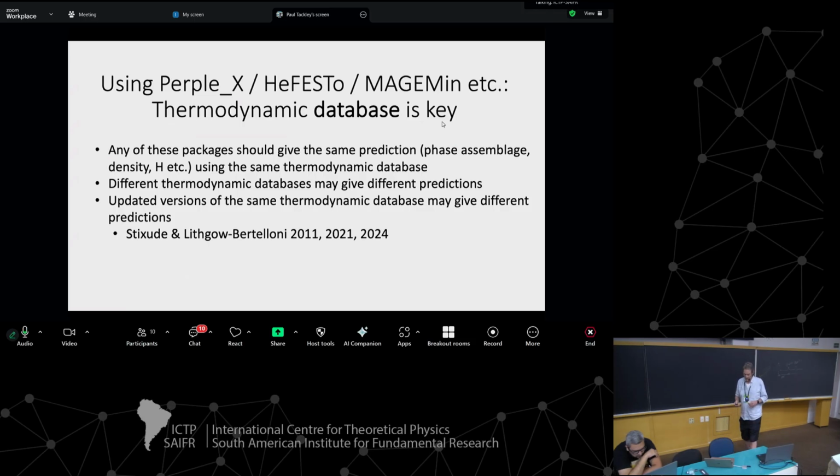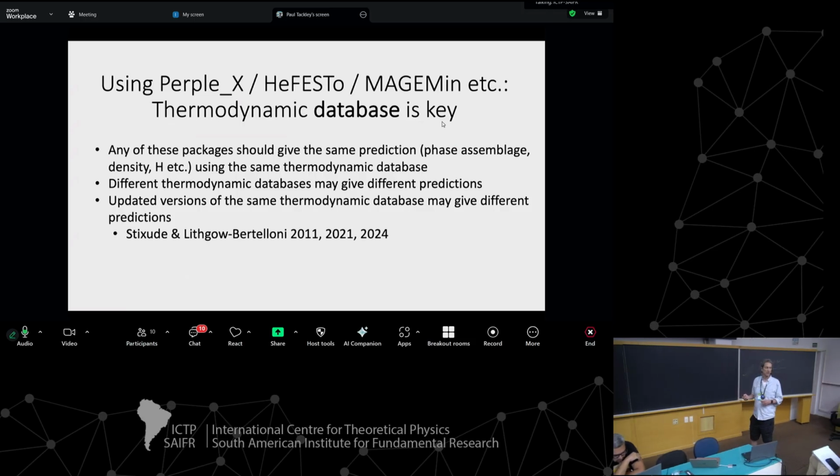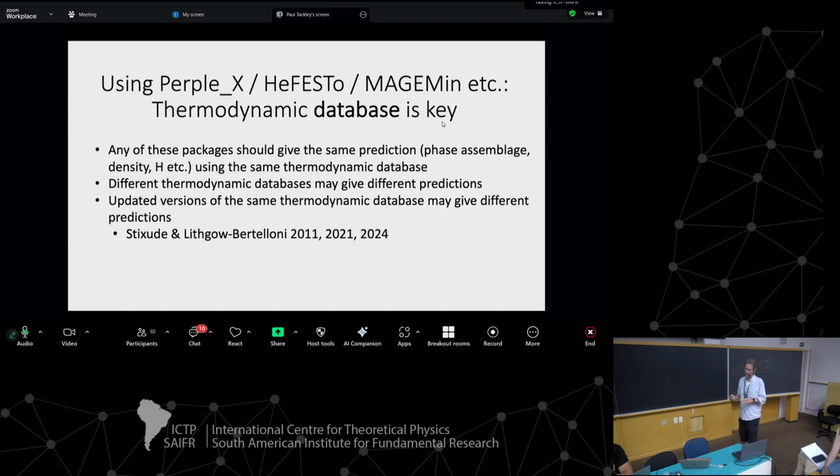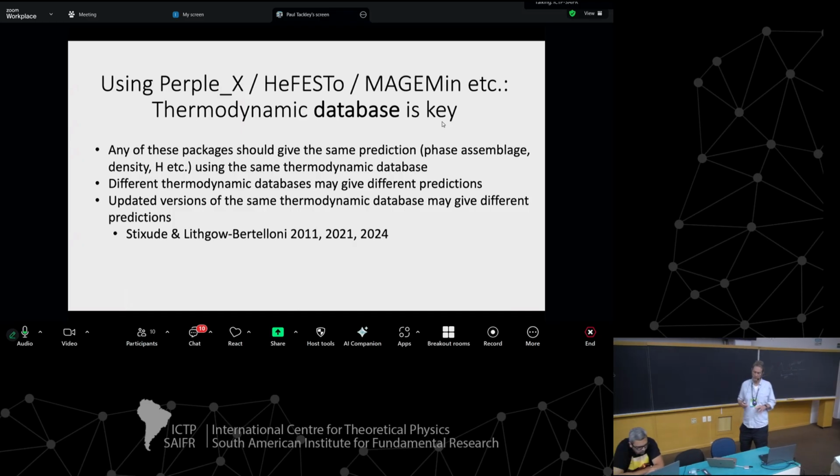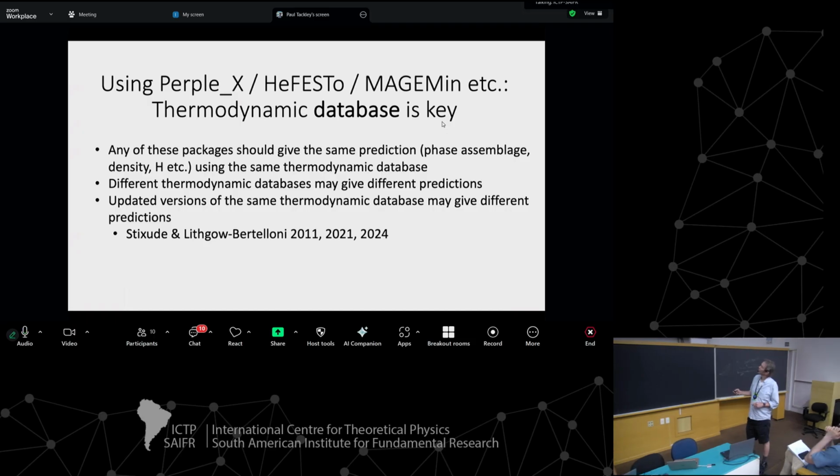Anyway, let's talk about calculating these density contrasts. Most of the cases I've shown already use some sort of assumed density profile versus depth for the basalt and the harzburgite components. You can also calculate these using one of the free energy minimization packages, and we've heard about Perplex and Hefesto by Stixrude, and MageMin, which Boris talked about. They should all give the same result for the same thermodynamic database, and this has actually been tested. So it doesn't matter which one you use.